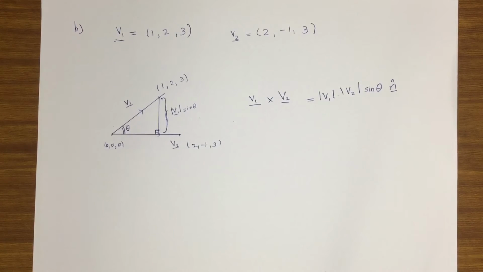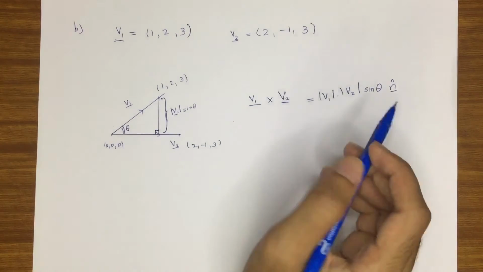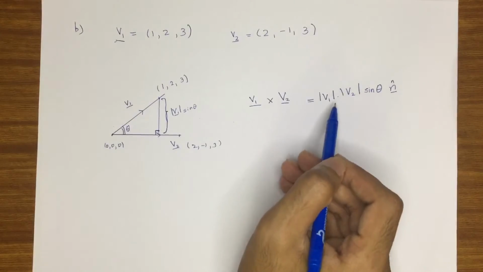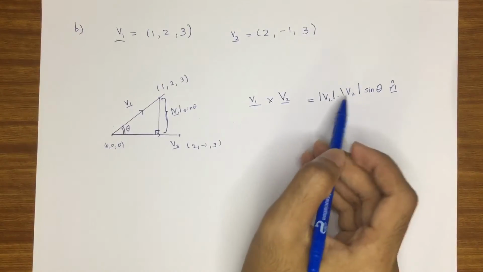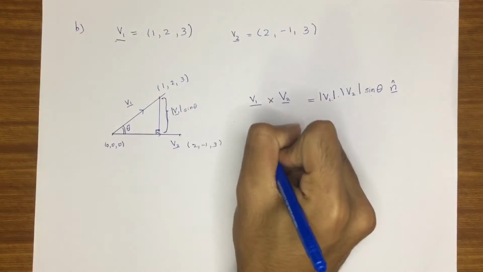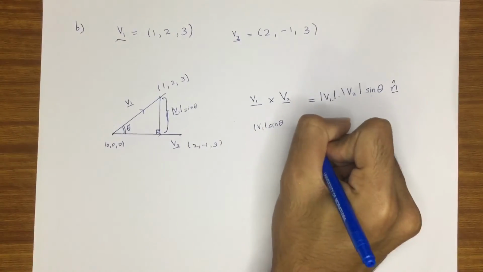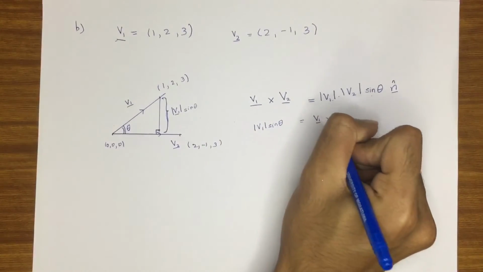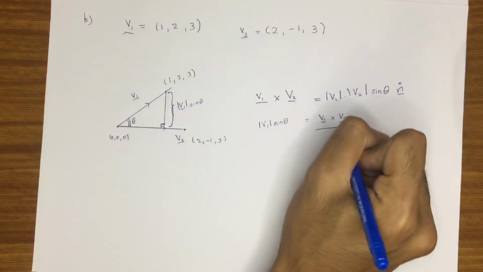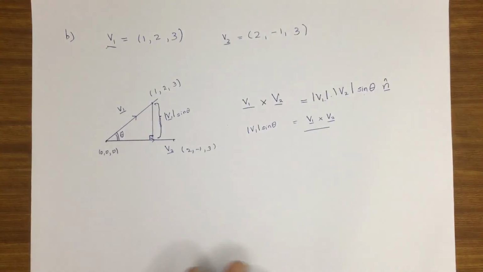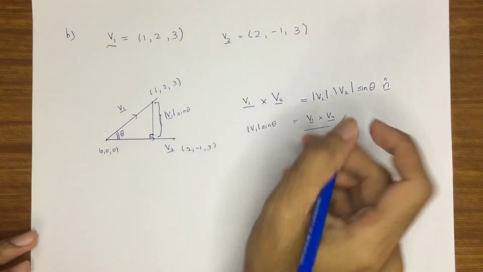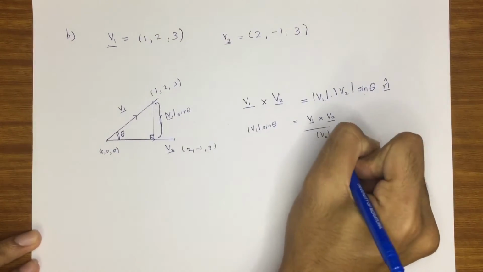However, in this case they have only asked to find the scalar component, which simply means we can neglect this. So which means we need to find V1 sine theta. From this, if we make V1 sine theta the subject, we will be getting V1 cross V2 over, I'm going to write that component is going to be V2. We need to divide it by this.